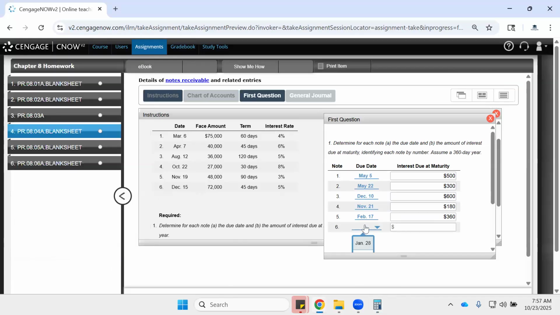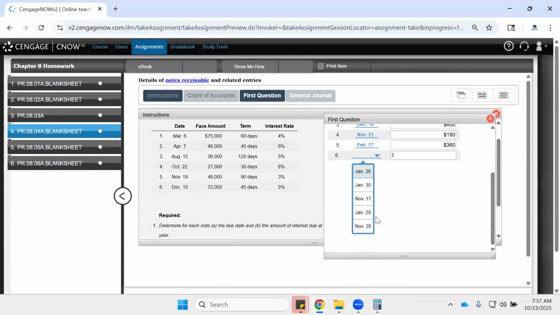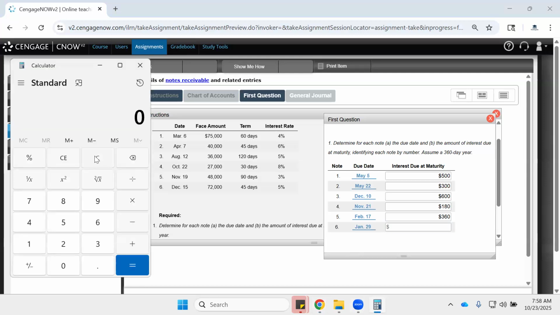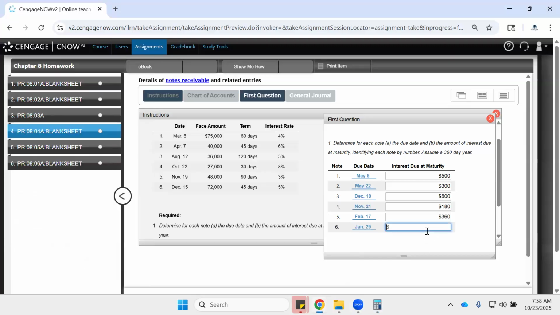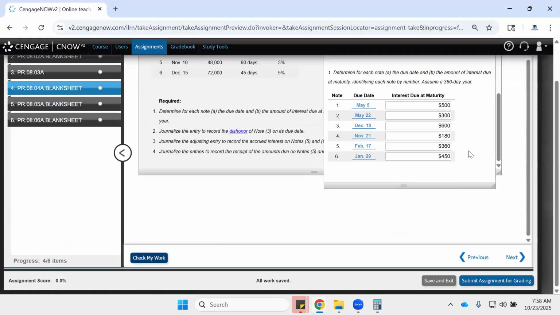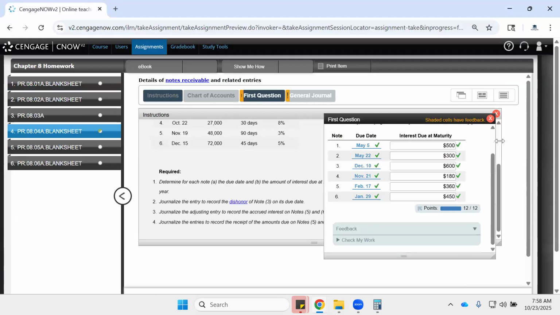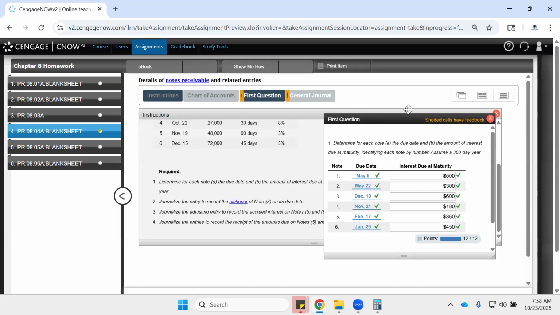And then December 15th, let's see, 45 days after December 15th, it's January 29th. And then $72,000 times 5% divided by 360 times 45. We get $450. Okay, let's check our work here. Great. So this one was correct. Now we've got to record some journal entries.